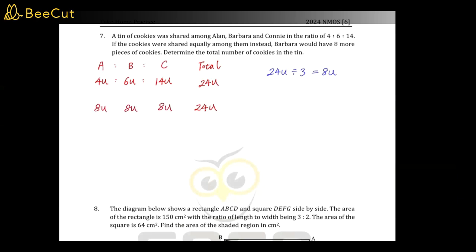Then it says that B would have 8 more pieces of cookies, from 6U to 8U. Then we plus 8. So 8U minus 6U equals 8. 2U is 8. 1U equals 4. Now, total number of cookies is 24U, so the answer is 96.